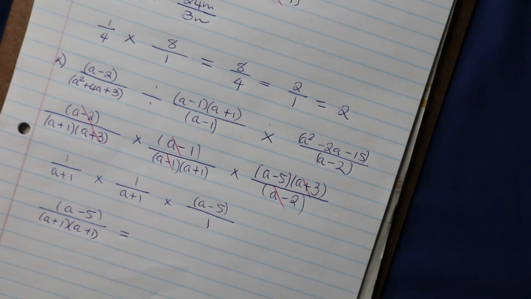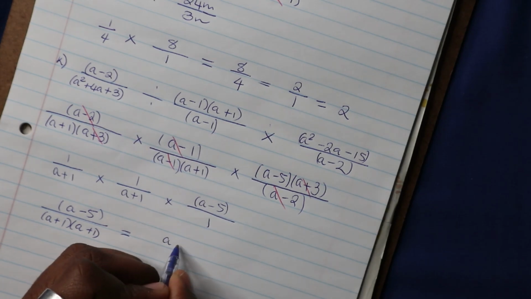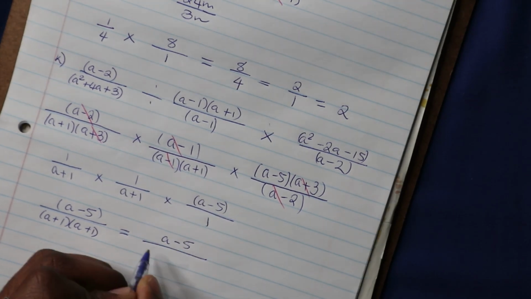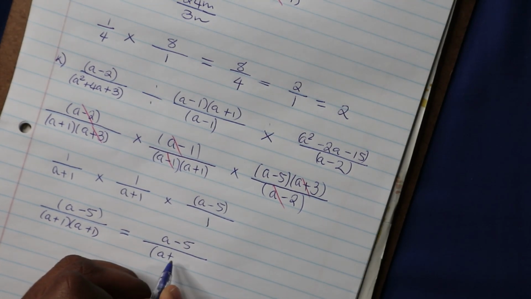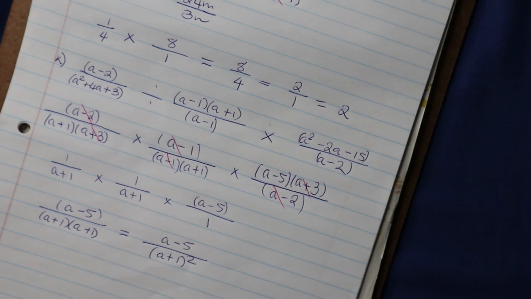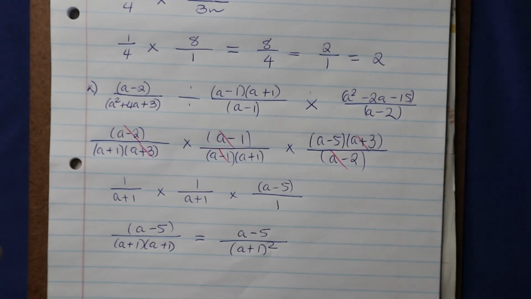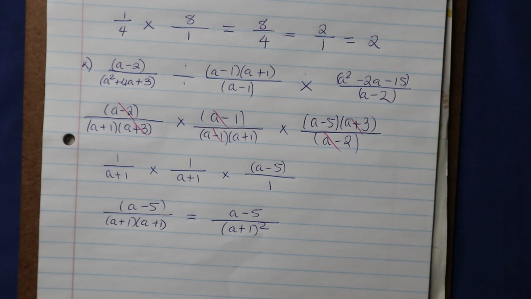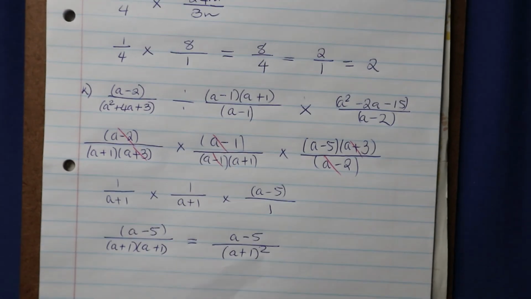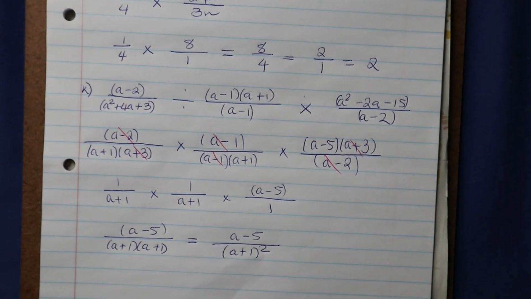If we simplify that further, what are we going to get? We're going to get A minus 5 over A plus 1 squared. And that right there, ladies and gentlemen, is our completely simplified question, right? Completely simplified question.